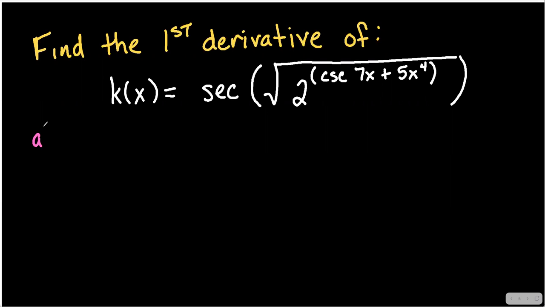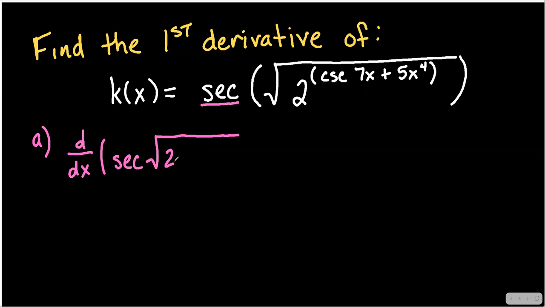This is how I do it with my class when I teach this: rather than looking at the whole thing, I'm going to look at pieces, and then we'll put it back together again. So I'm going to start off with the derivative of secant, and we'll just call this secant blah. We're not going to worry about all these numbers. We're just worried about the fact that this is 2 raised to the cosecant 7x plus 5x to the fourth. We're really focusing all of our thought on this derivative piece for right now.